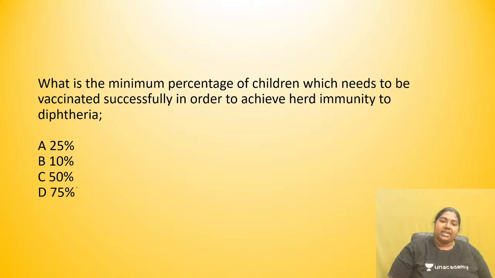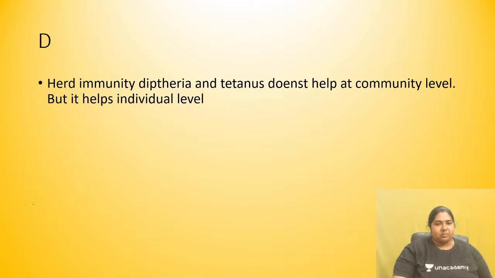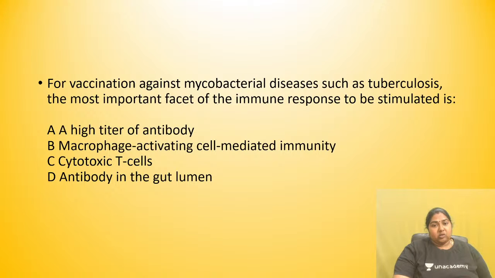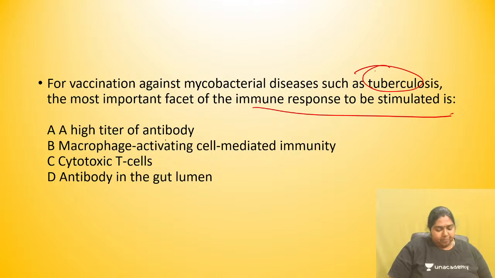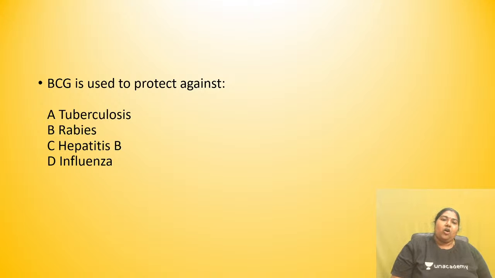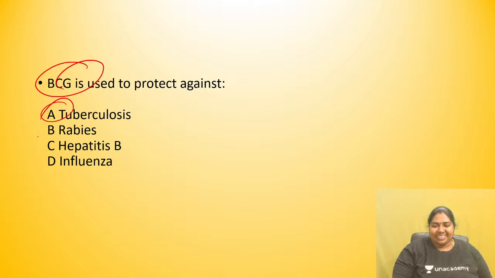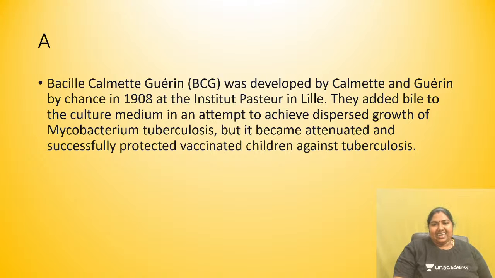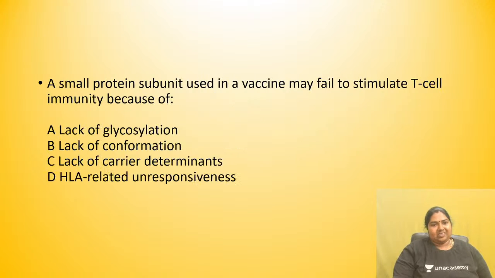And for herd immunity, it should be at least 75%, right? Because individual level is also important. And if you want to vaccinate against tuberculosis, which is going to get stimulated? It is going to be none other than the macrophage activation mediated response, because tuberculosis is going inside the macrophages. So BCG is protecting against tuberculosis. Correct?